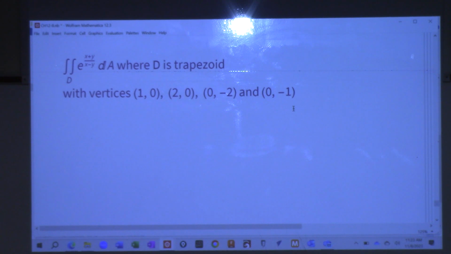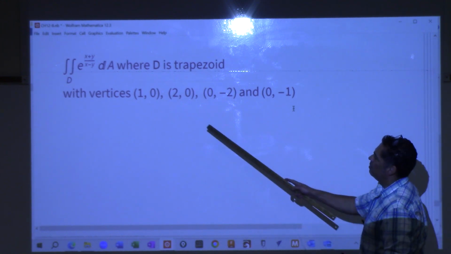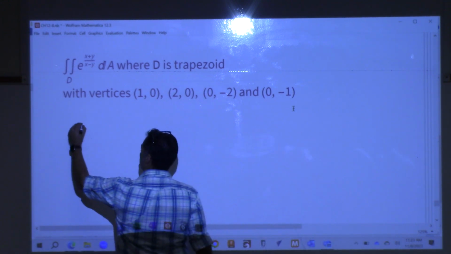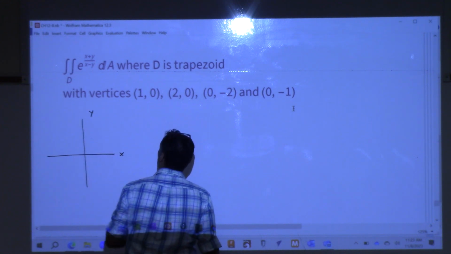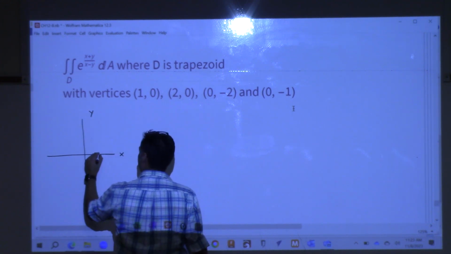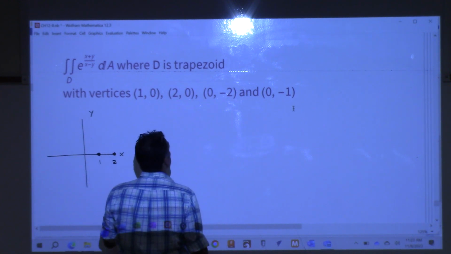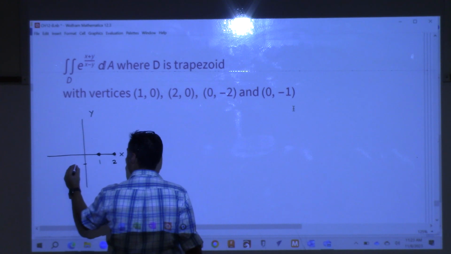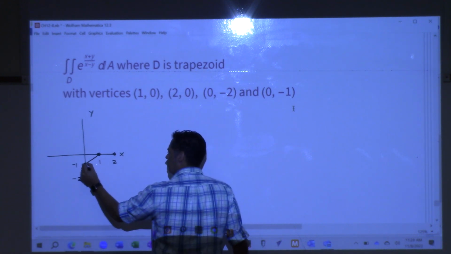Okay, let's see why this problem can't be done without a change of variables. So let's look at the vertices of this first. The vertices here, we're in the xy plane: (1, 0), no problem. (2, 0), no problem. (0, -1), no big deal. (0, -2), no big deal. These are the vertices.